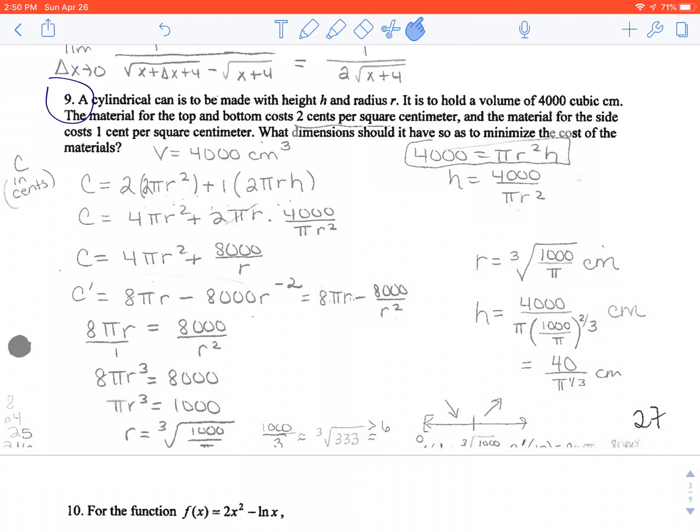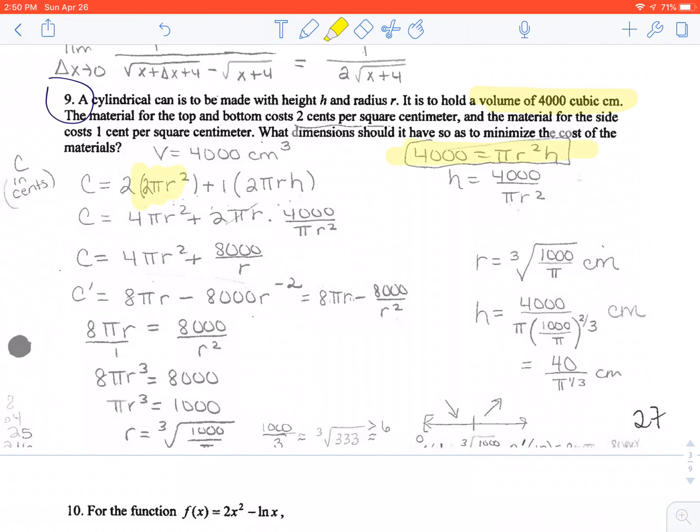They are giving us a cylinder with height and radius and the volume. So I would assume they'll probably give you the formulas since the test is going to be free response. But the volume of a cylinder is pi r squared h, so that's 4,000. Then they're saying the material for the top and the bottom. So they're talking about the surface area.